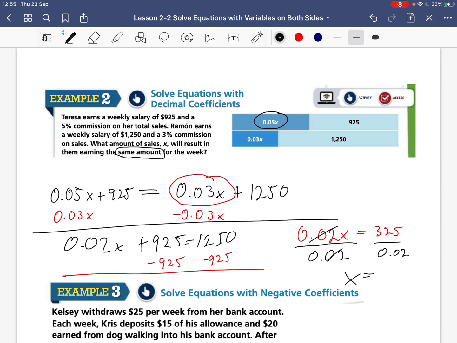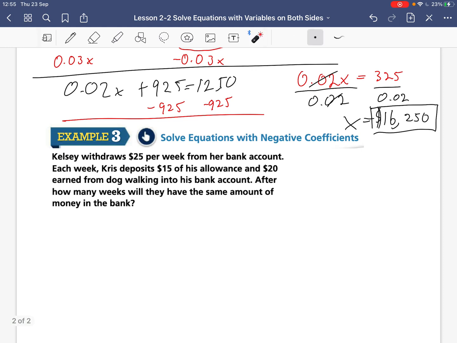So that gives us x is equal to, and you can use your calculator here, 325 divided by 0.02. Make sure you have that. So we will get $16,250. So that is how much they would have to sell in order to make the same amount for the week, okay? Kelsey withdraws $25 per week from her bank account. Chris deposits $15 of his allowance and $20 earned from dog walking into his bank account. After how many weeks will they have the same amount, so equal money in the bank?